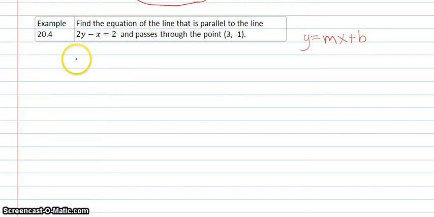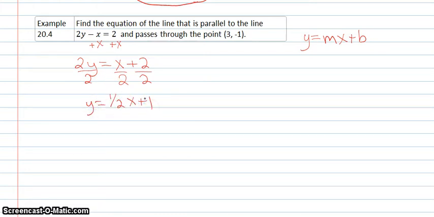So first I'm going to add x, so I'll have 2y equals x plus 2. So when I added the x, it just moved to the other side and changed signs. But if you need to see that step, let me write that in. Then we'll just divide everything by the 2 because that is the number that's being multiplied by the y. So I'll have y equals 1/2 x plus 1.